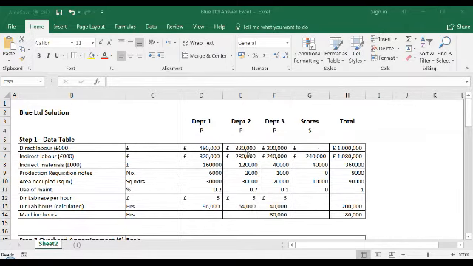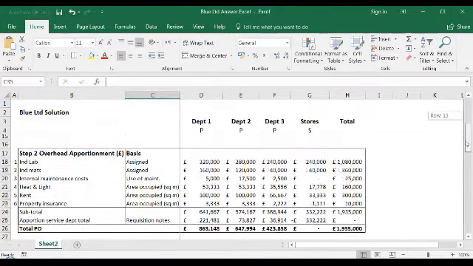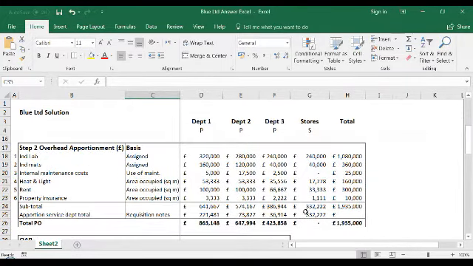So for all the 4 departments, 3 production departments and 1 service department, 4 columns are made, and then a total column is also made. So we will use the same format in step 2. We have as many columns as we have departments, and 1 extra column for the total at the end.